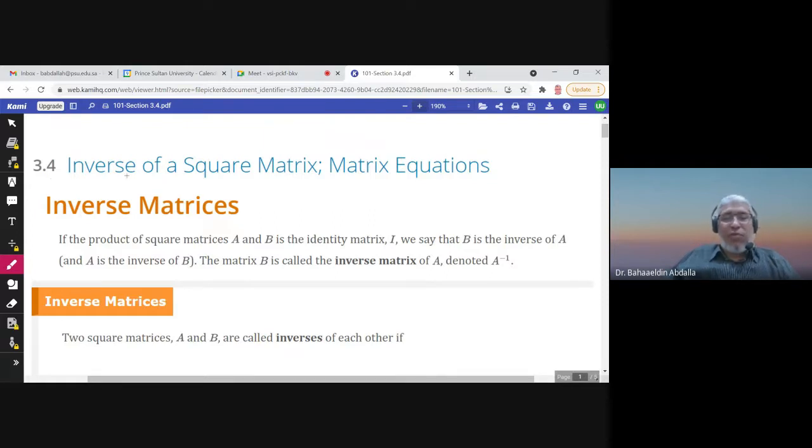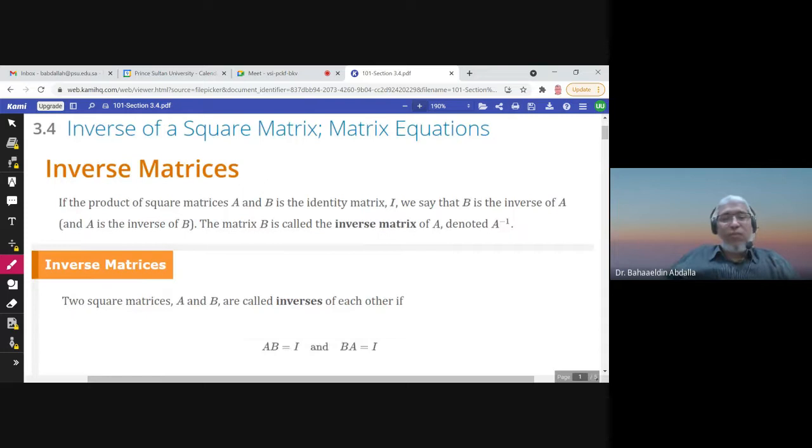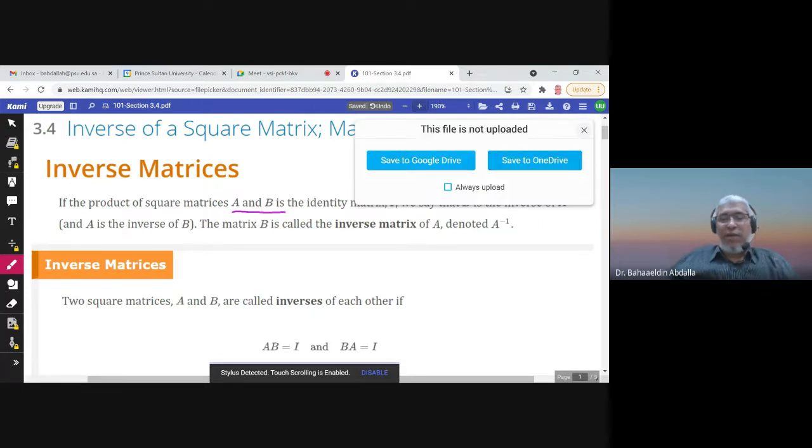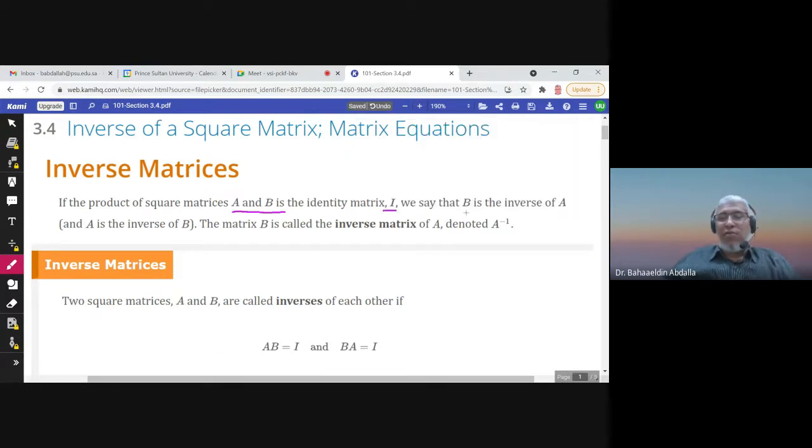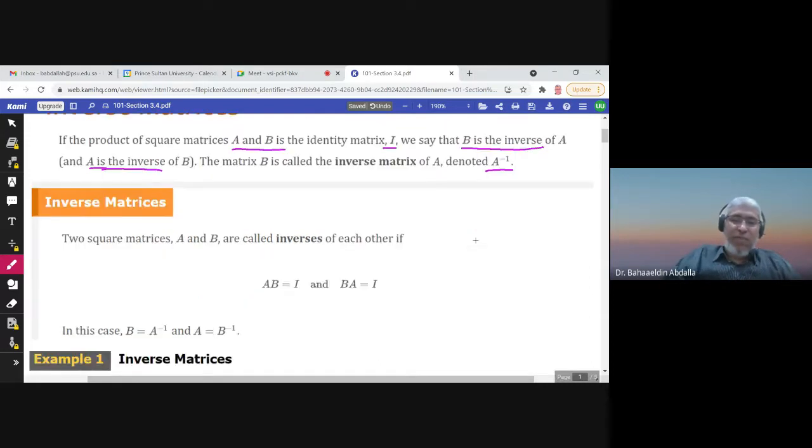This is section 3.4, Inverse of a square matrix and matrix equations. Well, if the product of square matrices A and B is the identity matrix I, then we say that B is the inverse of A, and also A is the inverse of B. The matrix B will be called the inverse matrix of A, and we denote it by A to the power minus 1, or A inverse.